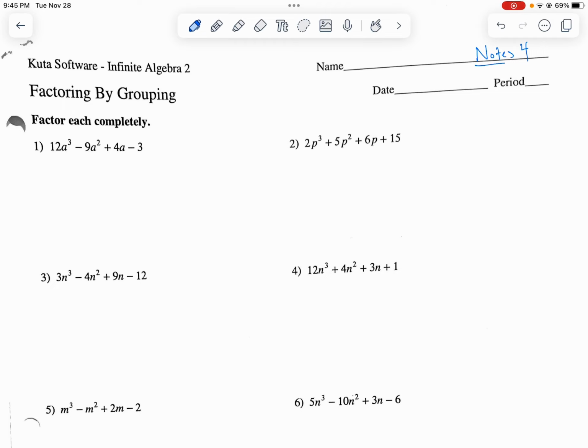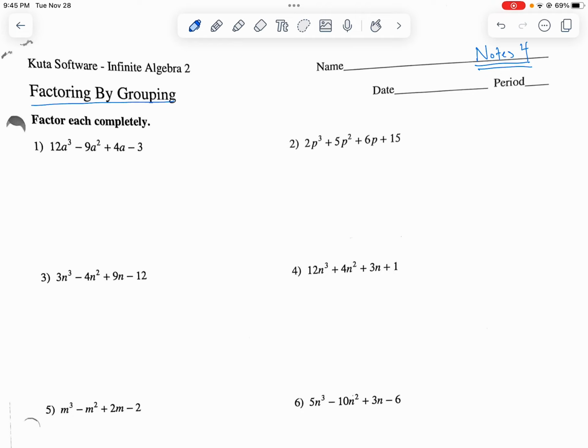This is on notes 4, specifically on factor by grouping. In the previous video, on factoring quadratics or factoring polynomials, I referenced and did a quick summary of factor by grouping, but I'm going to do it a little bit more in depth here. And the solutions will be posted in Teams for all of these problems. Okay, so let's get started.